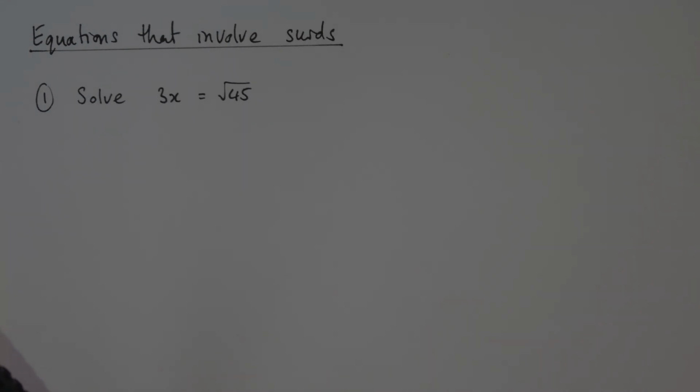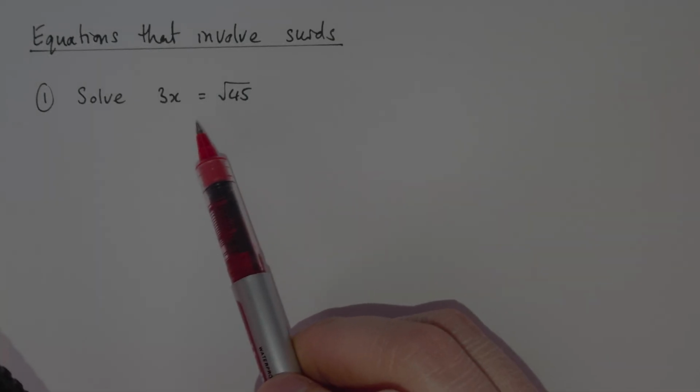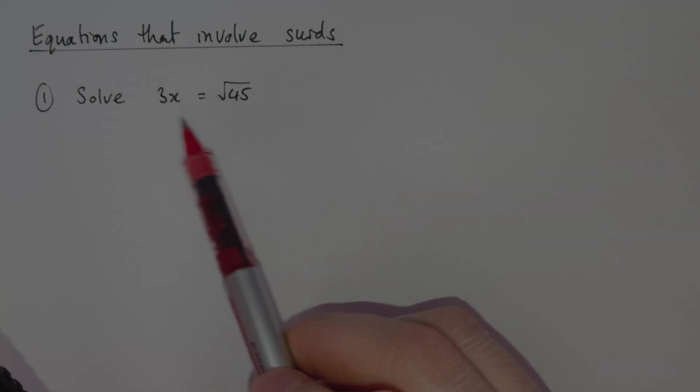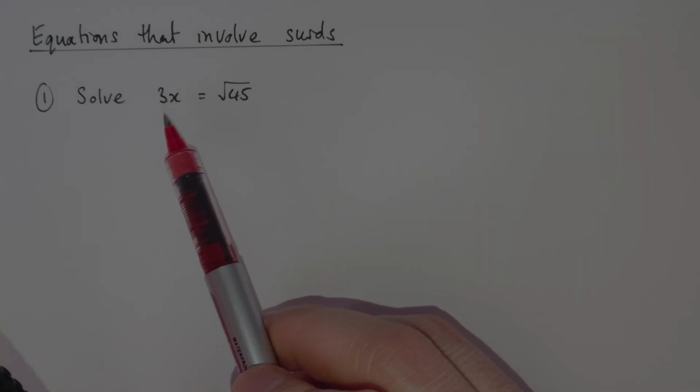So one context in which you might meet surds is when attempting to solve equations. The first step here would normally be to divide both sides by 3, because we want to do inverse operations. To undo a times by 3, we'll divide by 3, and that'll get x on its own. Feel free to do that.